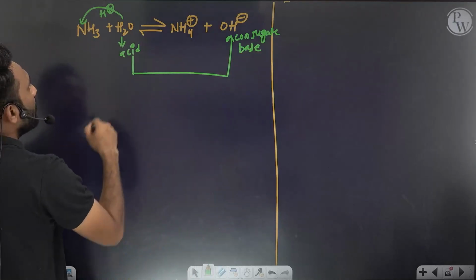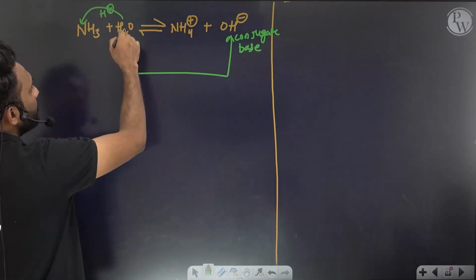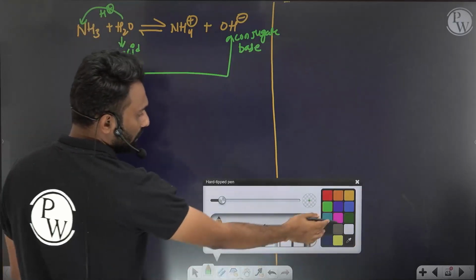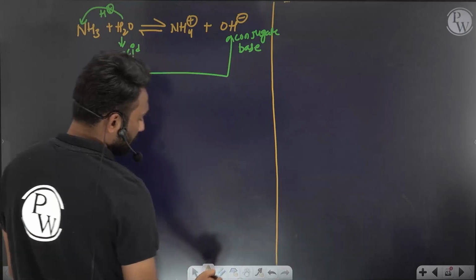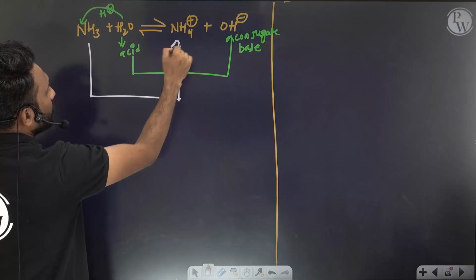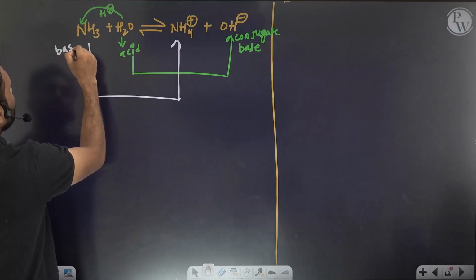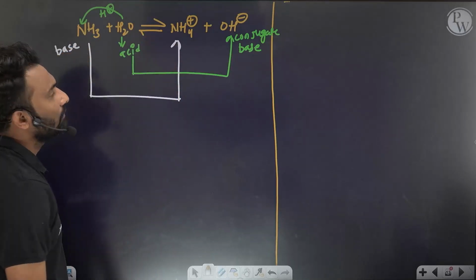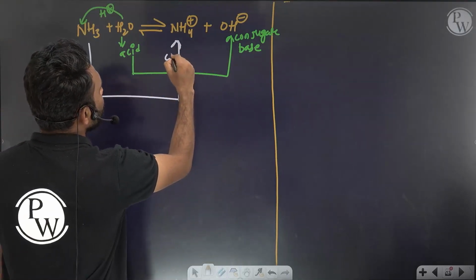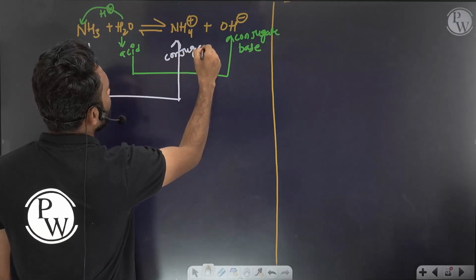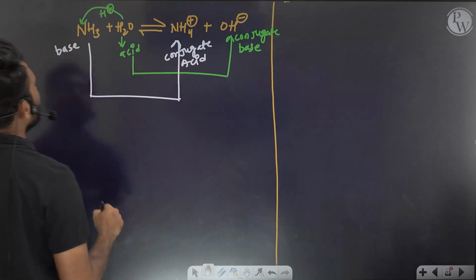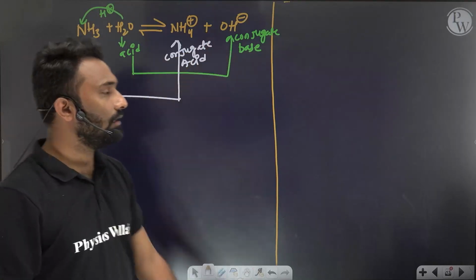Now ammonia has accepted the H plus, so this is a base. This has accepted the proton, that's the reason this is the conjugate acid. And this is the conjugate base.